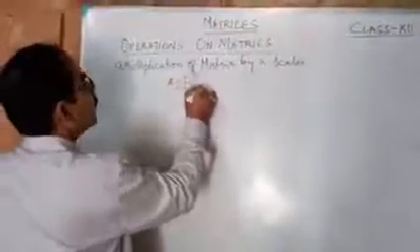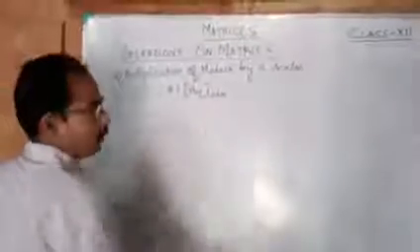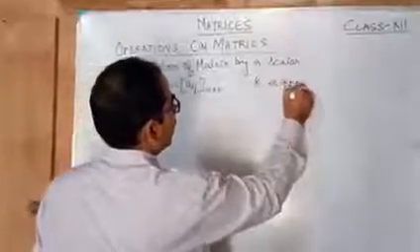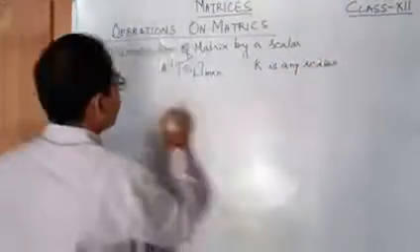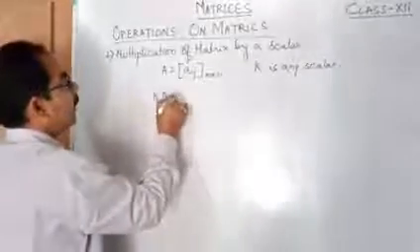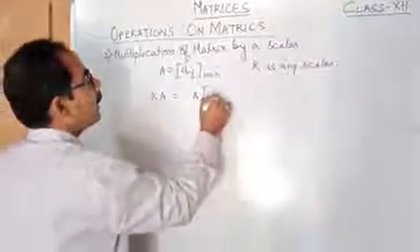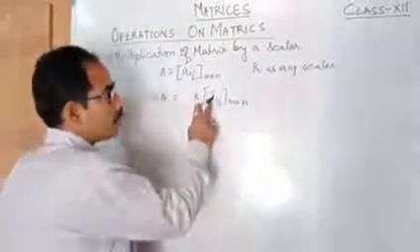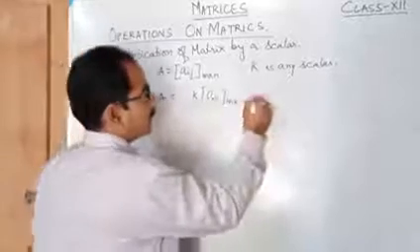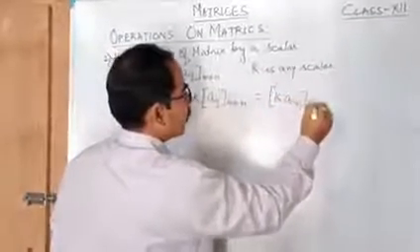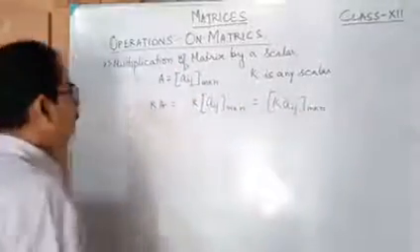Suppose A is a matrix Aij of m cross n order. We can take any order, no problem. And K is any scalar. Whenever we are doing matrix multiplication by a scalar, that is KA, what we get is K Aij of m cross n. Ultimately each component will be multiplied by that scalar, that is K aij of m cross n.